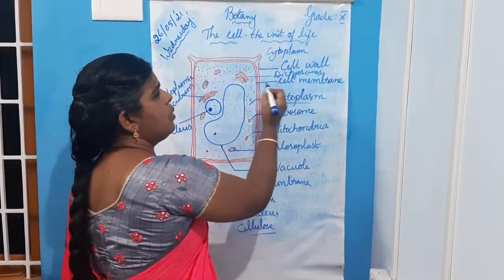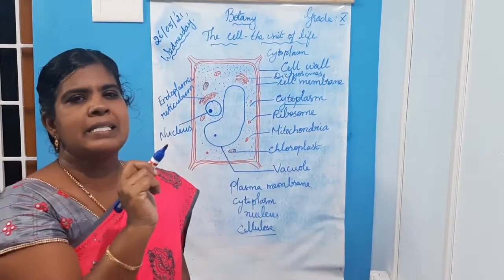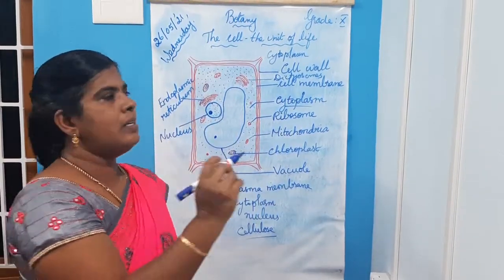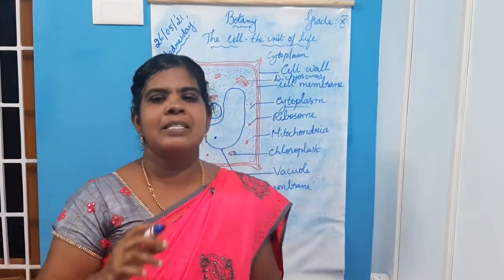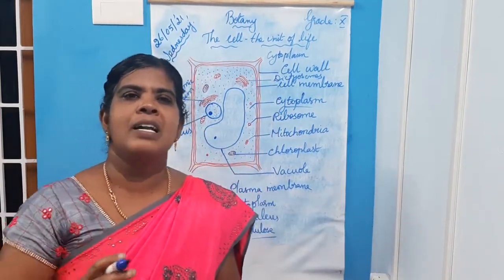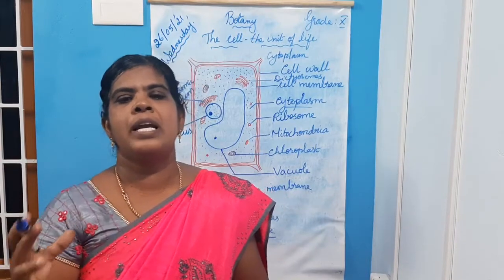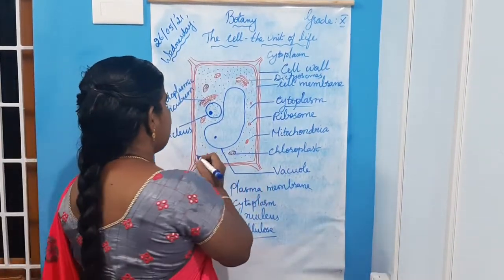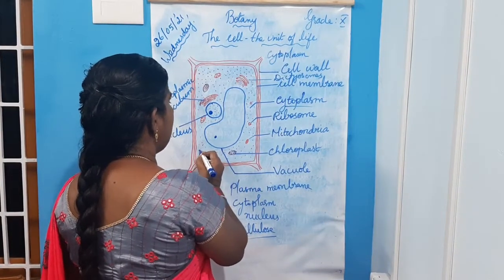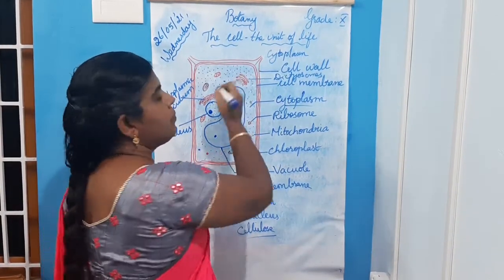Next, about the Golgi apparatus. In plant cells, the Golgi apparatus is called dictyosomes. These dictyosomes are transporting and storing lipids and help in the formation of lysosomes.